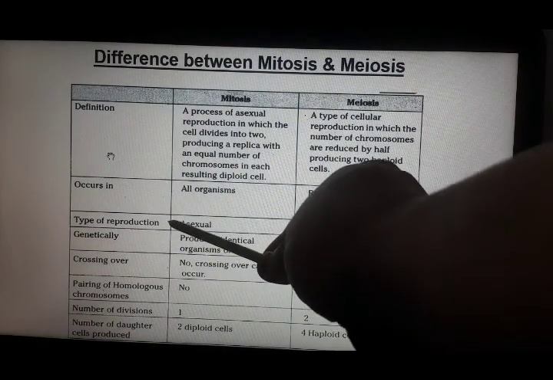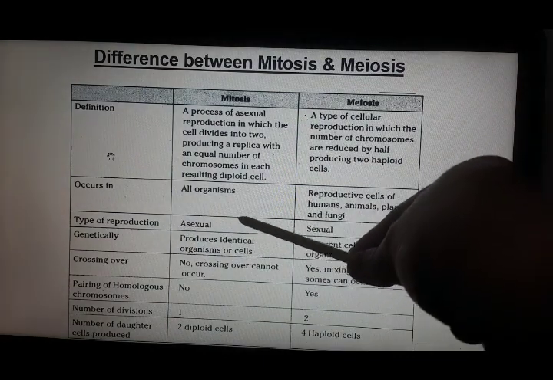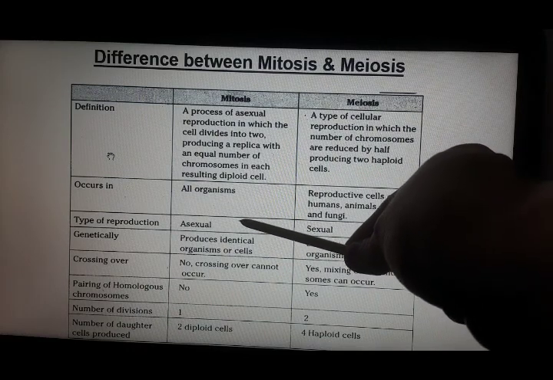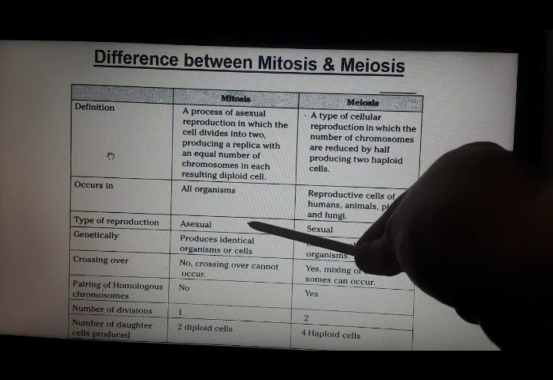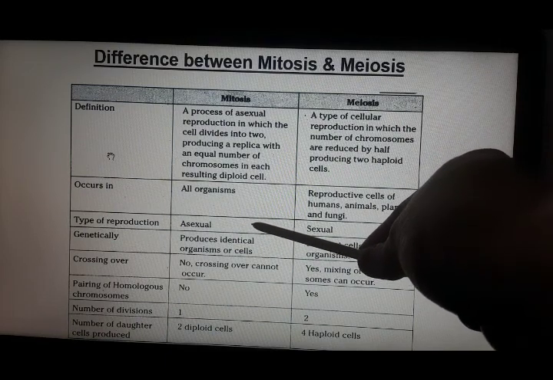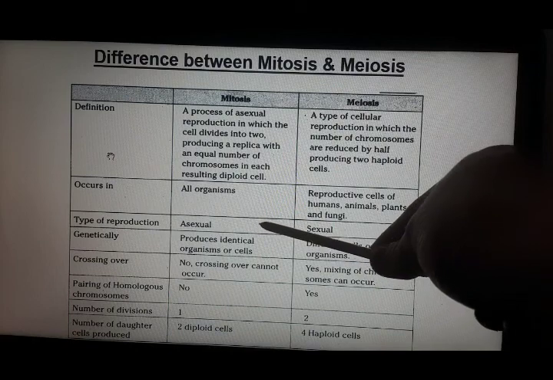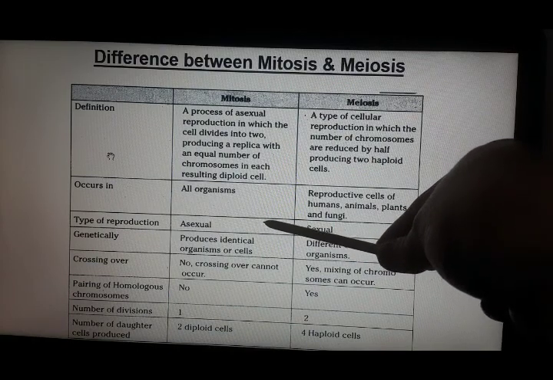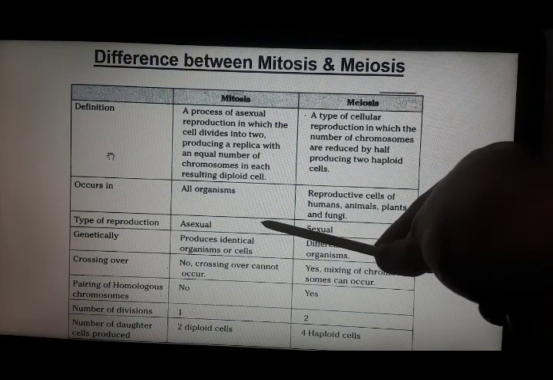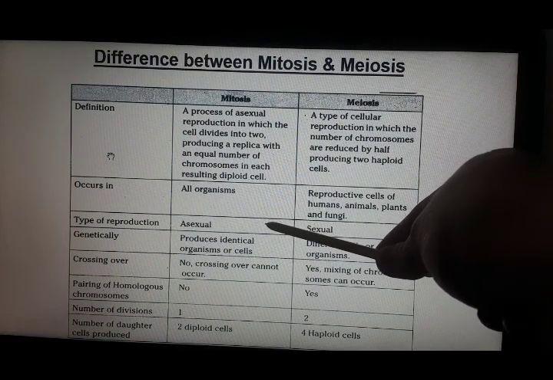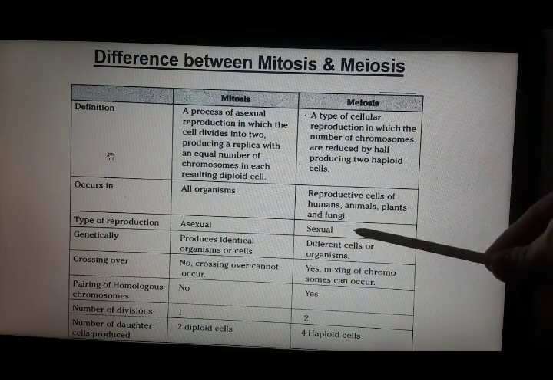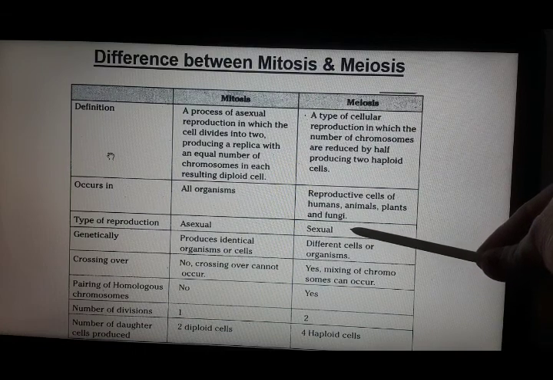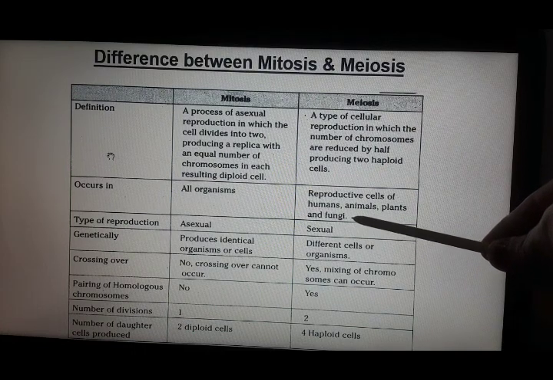The third heading is type of reproduction. Mitosis occurs in us too, but this is the process which allows asexual reproduction, where a parental body divides into 2 identical offsprings, the way you see in amoeba. Amoeba divides by binary fission. That's an asexual mode of reproduction, but generally you can call it mitosis because one parental cell divides into 2 identical offsprings. But when you talk about meiosis, it occurs only in those organisms which undergo sexual reproduction.